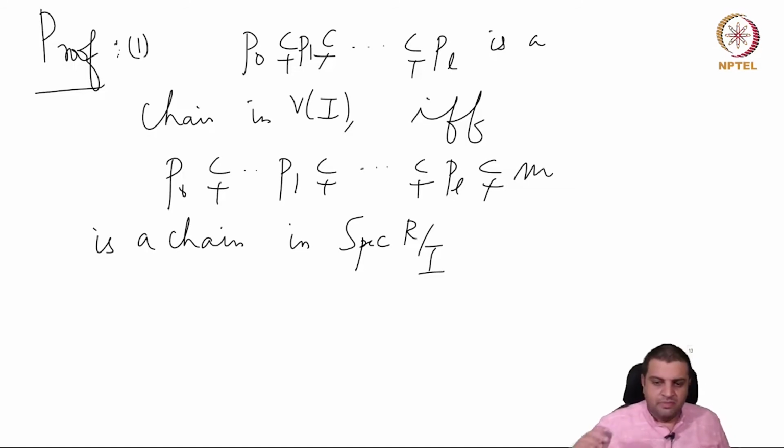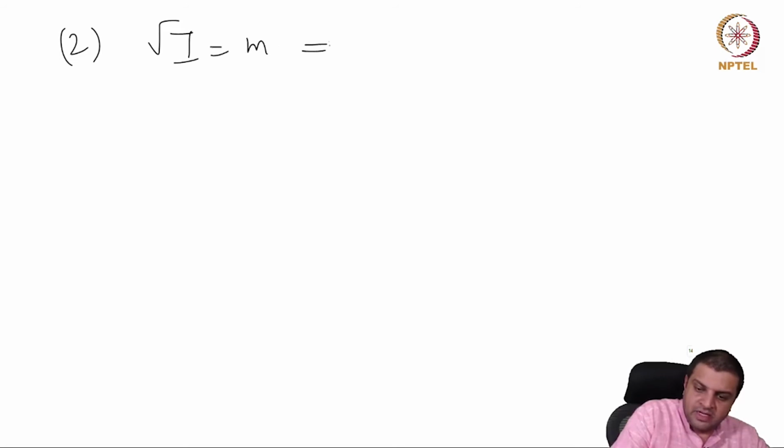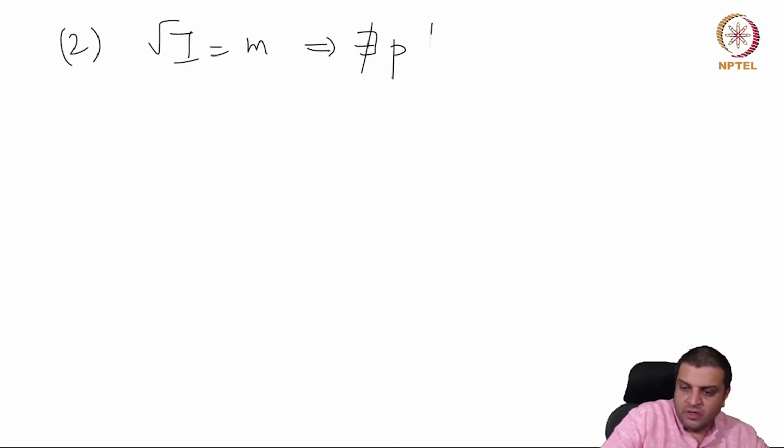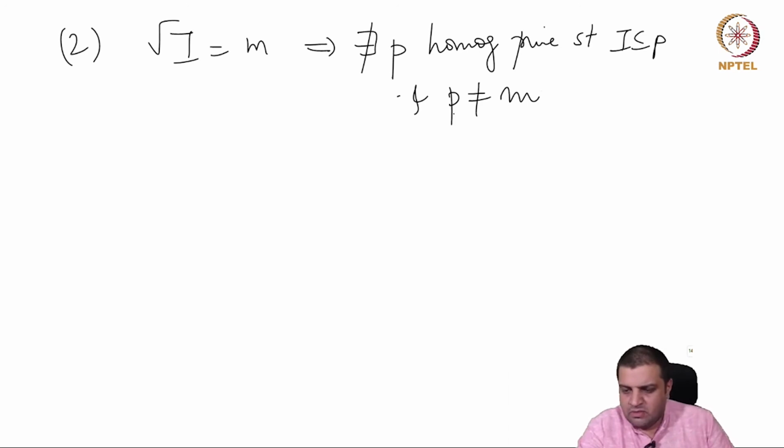Okay, so this is the proof of 1, and the proof of 2 is that, remember, 2 said that if and only if the radical of I is m. If the radical of I is m, then this implies that there does not exist any homogeneous prime P such that I is inside P and P is not m. Okay, that's right. That is okay, because the minimal prime is just m, so this won't happen.